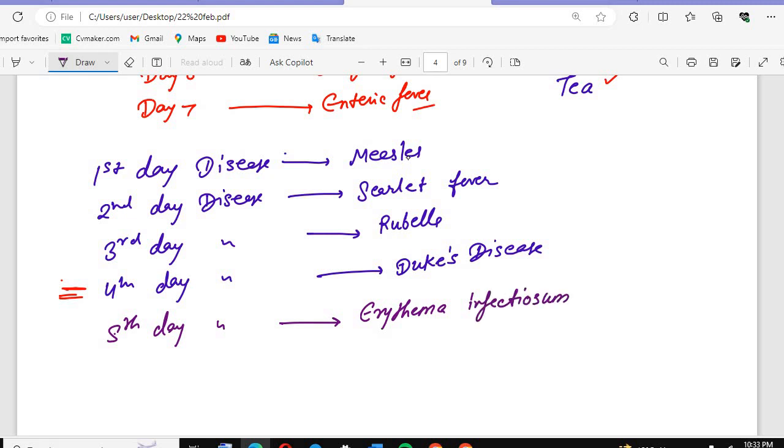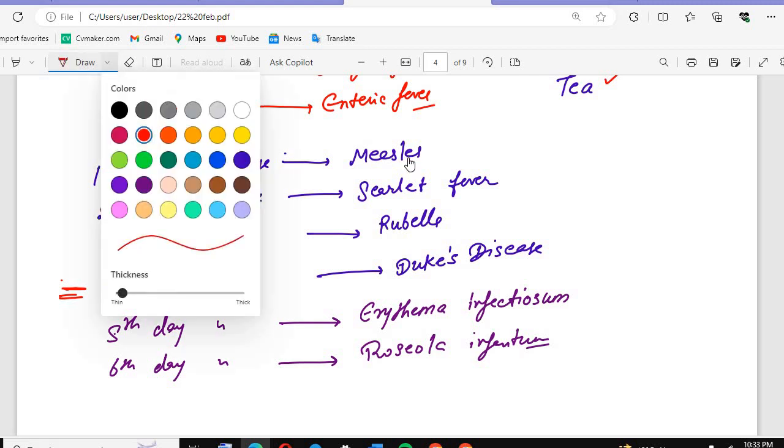Then the sixth day disease is roseola infantum. This one you should remember. I am revising it again, so you should use your vocal cord to speak with me.